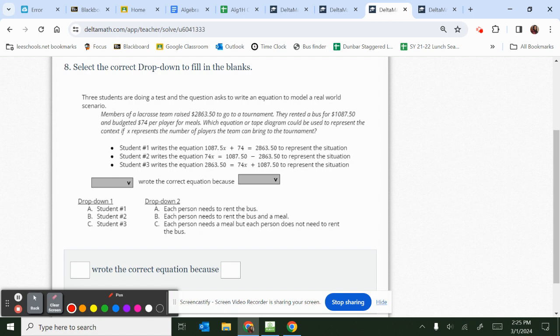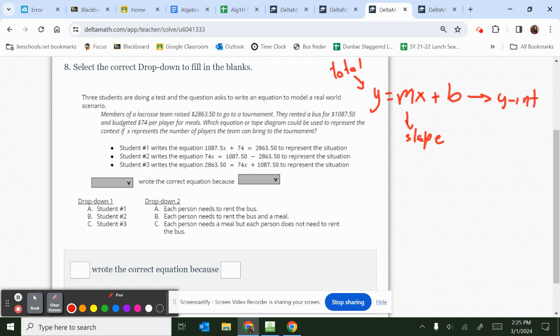First things first, I need to write the equation that represents that scenario. Because there's some amount they're raising, they have some starting amount and some amount that's changing as you have a certain number of players. You know you're going to use y equals mx plus b, where y represents your total, m represents your slope, and b is your y-intercept.